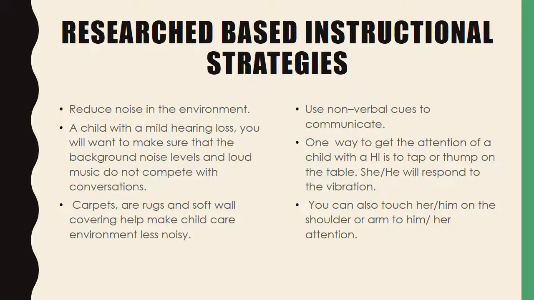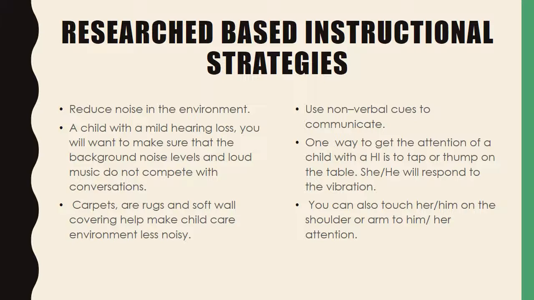Here are two research-based strategies. The first is to reduce noise in an environment. For a child with a minor hearing loss, you'll want to erase background noise and loud music from the environment. When you're trying to communicate with someone with HI, you want to eliminate any kind of noise that can compete with the conversation. Some examples of how to eliminate noise are carpets, rugs, and soft walls covering the area in which you communicate.